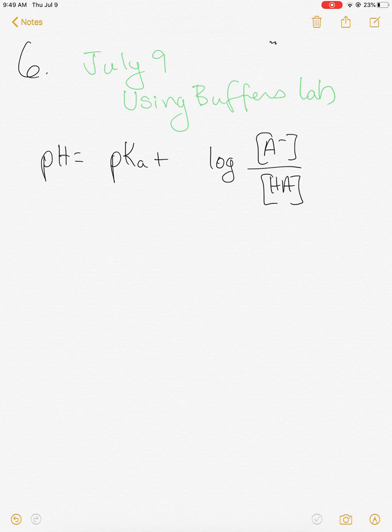Okay, it cannot be a strong acid. It must be a weak acid. And the reason it can't be a strong acid is because, don't forget, a strong acid completely dissociates. And when you have a strong acid, it dissociates completely into those hydrogen ions.